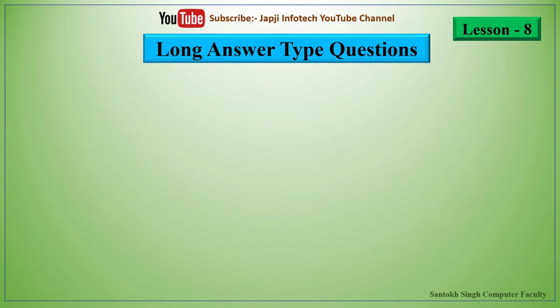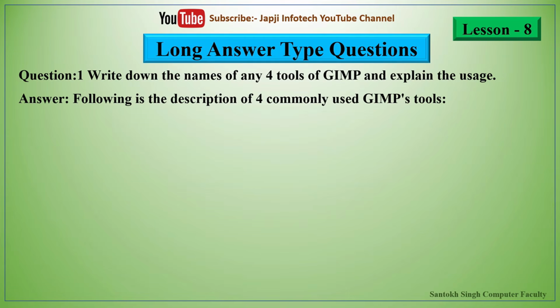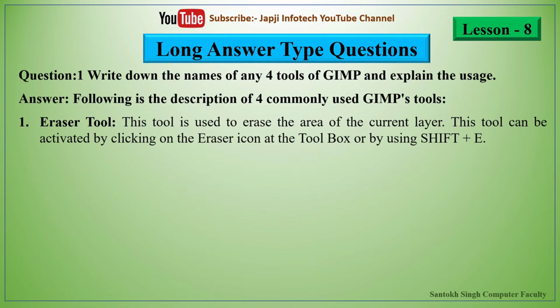So now we will learn about long answer type questions. The first question is, write down the name of any 4 tools of GIMP and explain their usage. Following is the description of 4 commonly used GIMP tools. The first one is the eraser tool. This tool is used to erase the area of the current layer. This tool can be activated by clicking on the eraser icon in the toolbox or by using Shift+E.